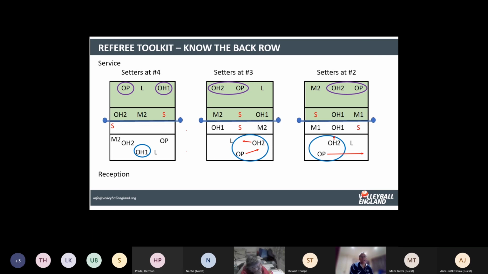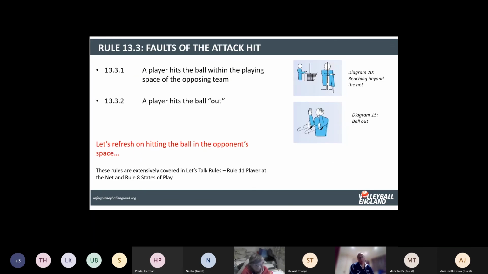situation where there is potentially a restriction on the hit, you know whether this is going to be a fault or not, and you make that decision at a timely point in the rally, i.e. when the ball crosses the plane of the net or contacts the block. So let's consider what the faults of the attack hit are, and this is the crux of this particular rule.